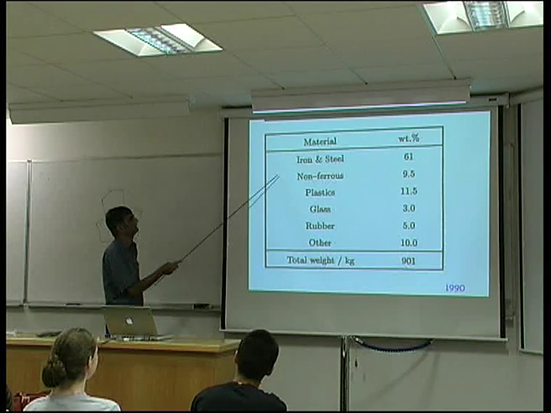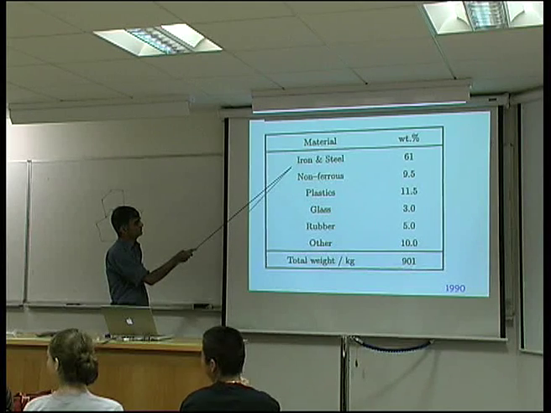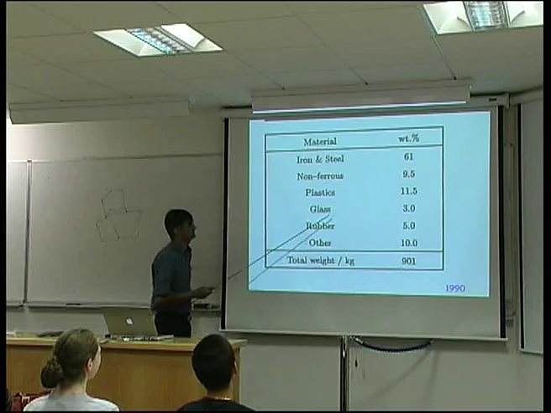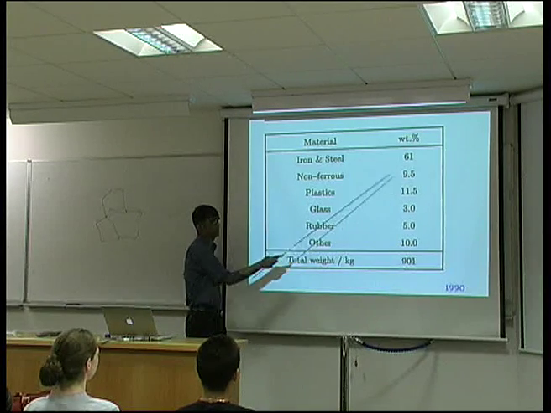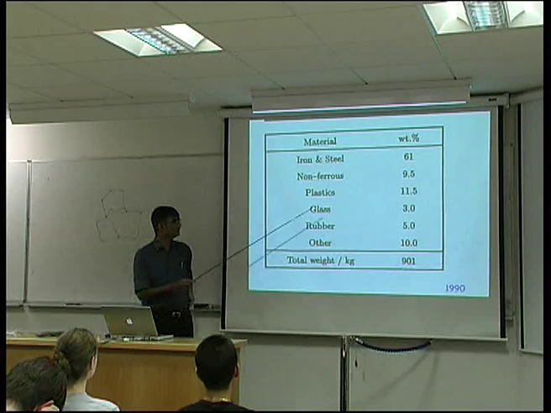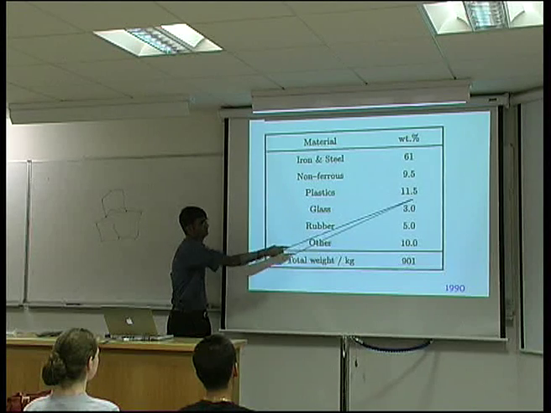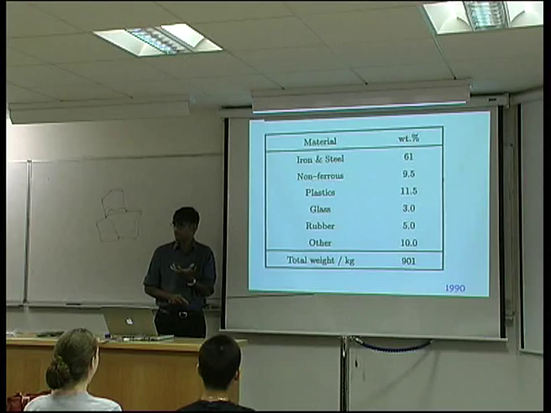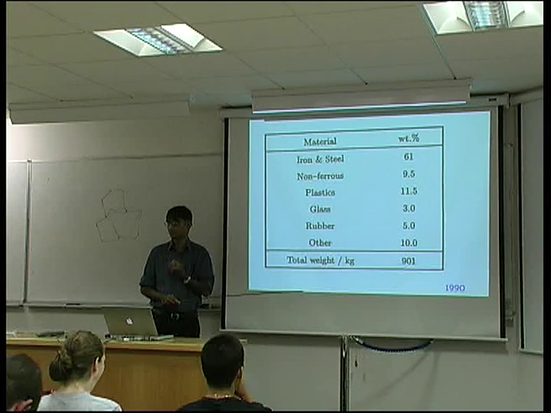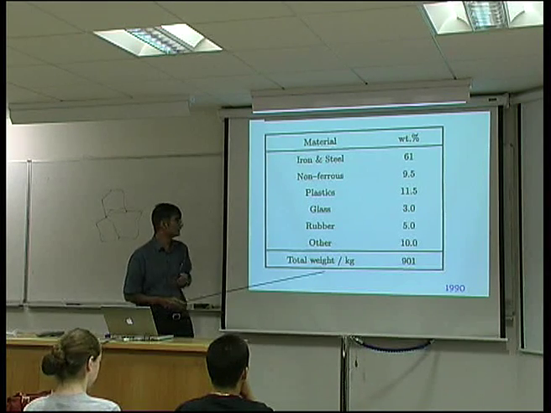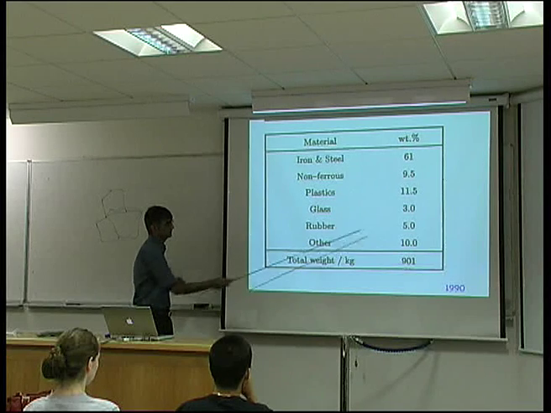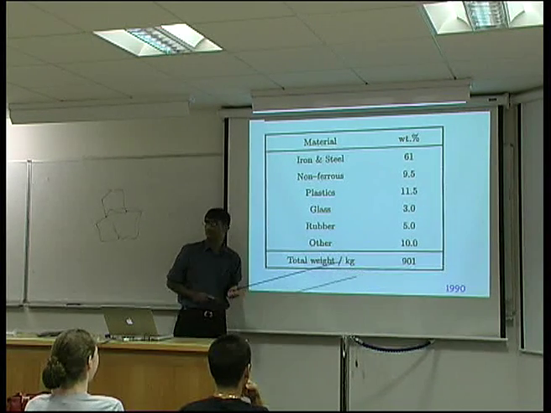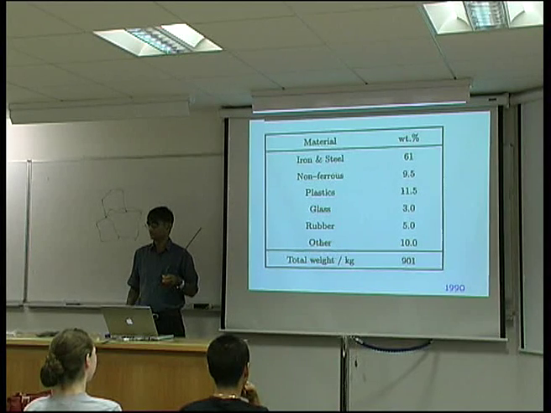Okay, now, this is the distribution of the different materials in cars. 61% iron and steel. We have non-ferrous materials, for example, magnesium, aluminium, plastics, very important, 11%. And glass is actually a structural material as well. It's very strong because of the way in which it's been heat treated to make it tough. Rubber and other materials. And the total weight of a European car, 1990, was 900 kilograms.